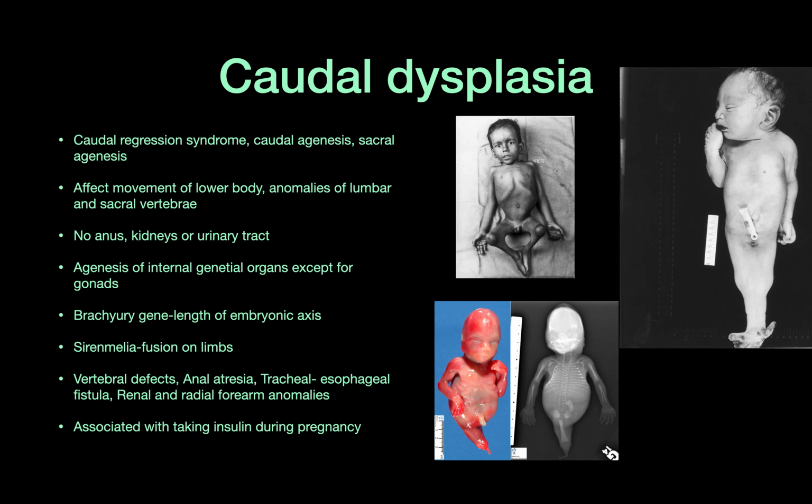Caudal dysplasia, also known as caudal regression syndrome, caudal agenesis, sacral agenesis. All of that basically means there's an abnormal shortening of the body in the caudal region or the sacral region. It just doesn't develop. You can see here's this child. The pelvic region, lumbar-ish region is abnormally short.